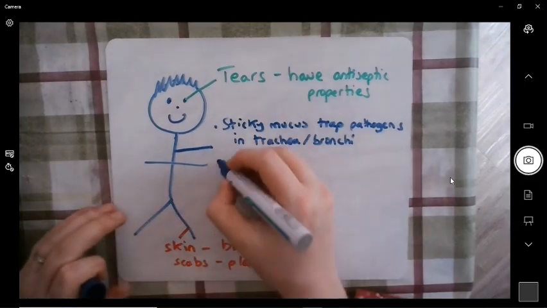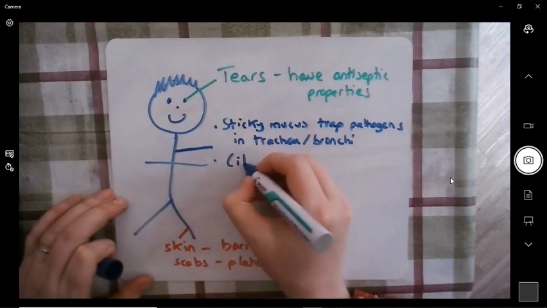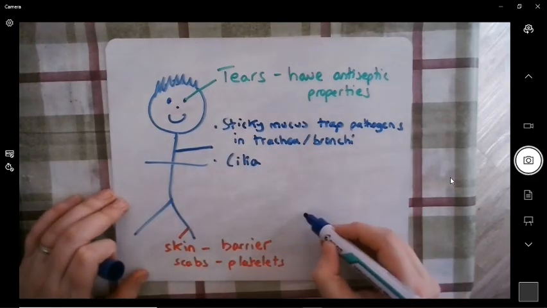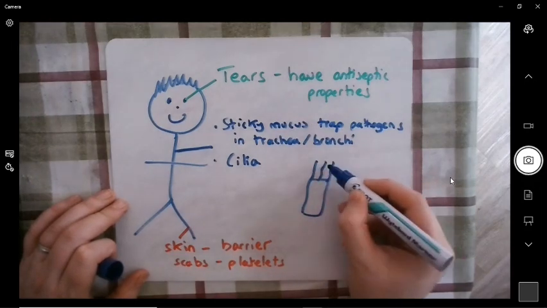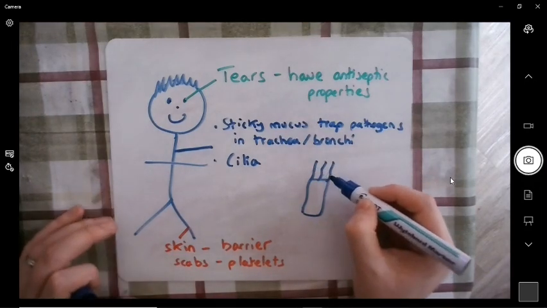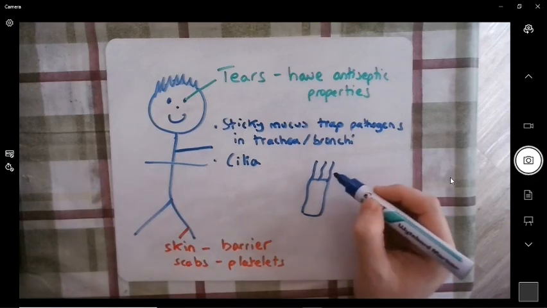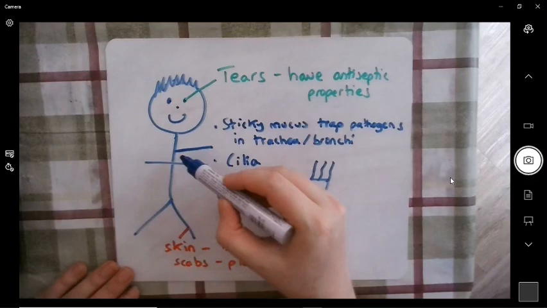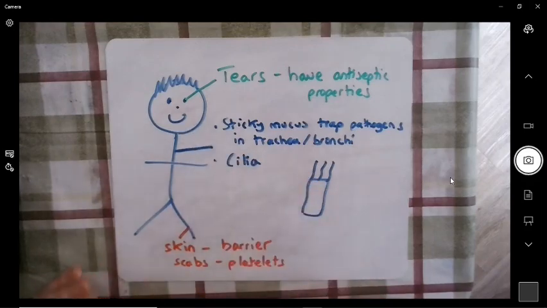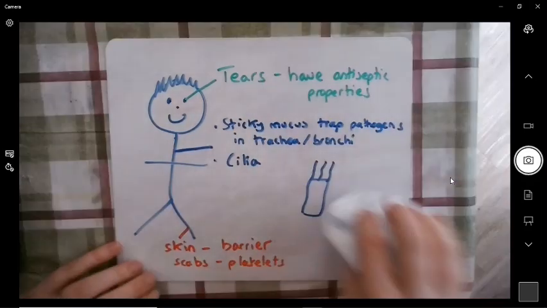And that's where we have cilia. Cilia are the cells lining the trachea and the bronchi that have little arms. Okay, they're not arms, but they look like little arms. And these little arms waft. In this case, they will waft upwards to the back of your throat.